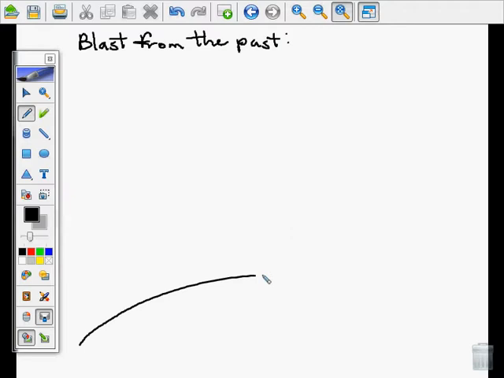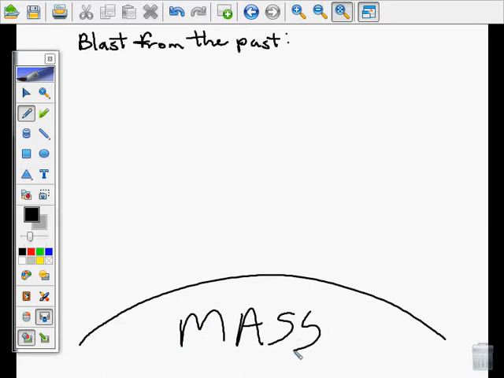So, blast from the past. Let's say we have a big mass, maybe it's a planet, and then we have a little mass, m. And we know that those two masses attract each other. If we wanted to find the attraction between those two, we could use that formula F equals G m1 m2 all over r squared. That's Newton's law of gravity, which is very similar to Coulomb's law of electrostatic charge.